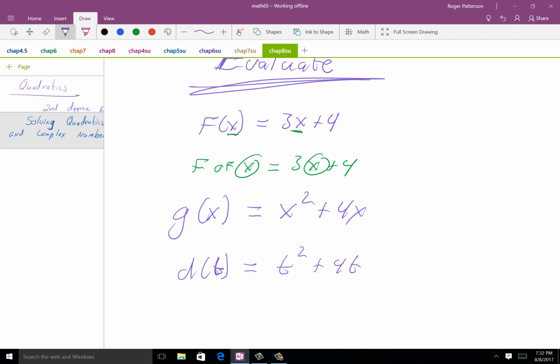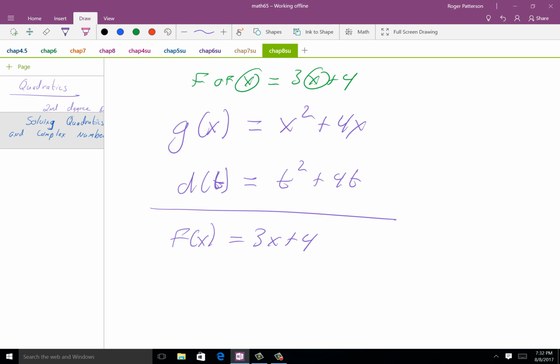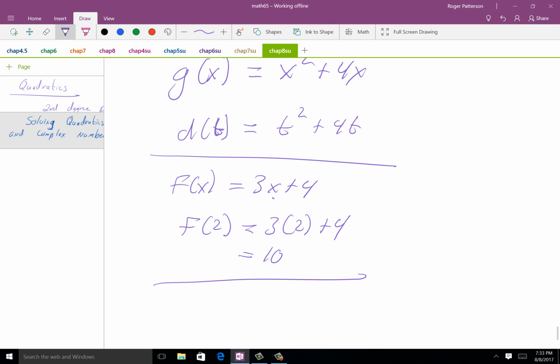Or else it doesn't make any sense. So if we're going to evaluate it, let's go back to the first one I wrote. What I'm going to do is find F of 2. So wherever X is, I'm going to put a 2. And now I just got to work this out. That's how you evaluate them. It's very simple. We're just going to take that number, substitute it in wherever I see the variable, and work it out.